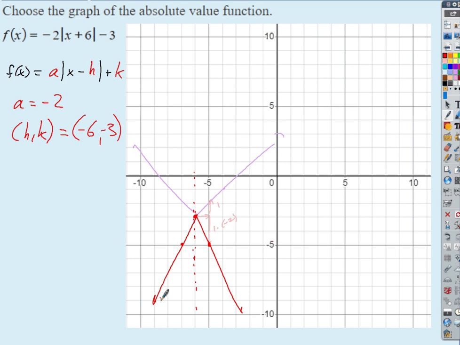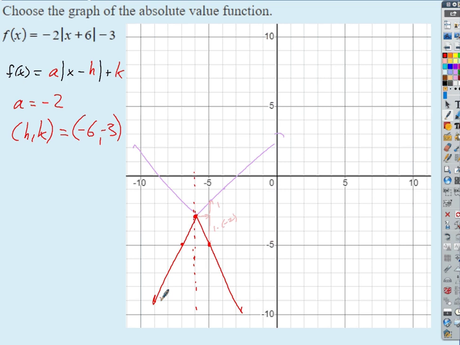Wait, doesn't it reflect? Yes, you're right, it reflects, but think why it's reflecting. If you think about the fact that this A is a negative 2, what's going to happen if I'm multiplying a positive y value by a negative number? It's going to go down instead of up, so that causes the reflection, doesn't it? You see what I'm saying?